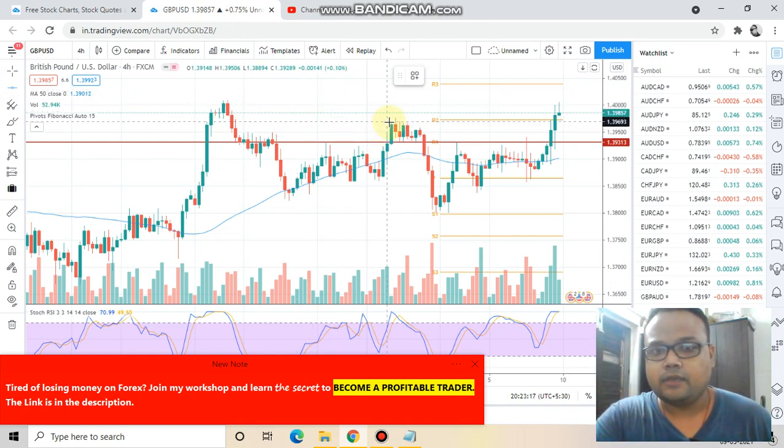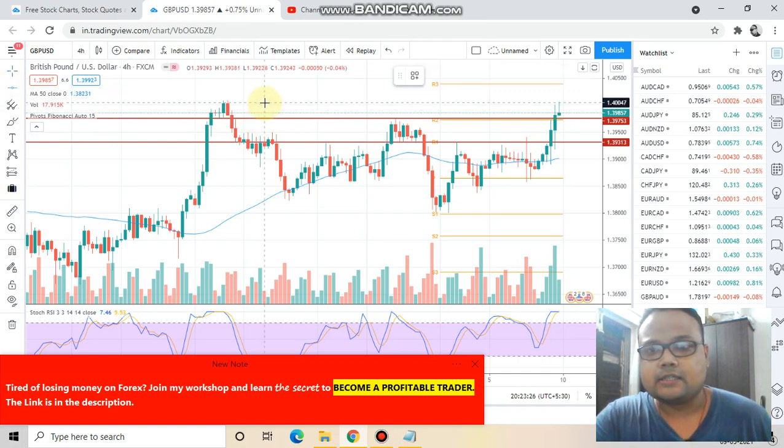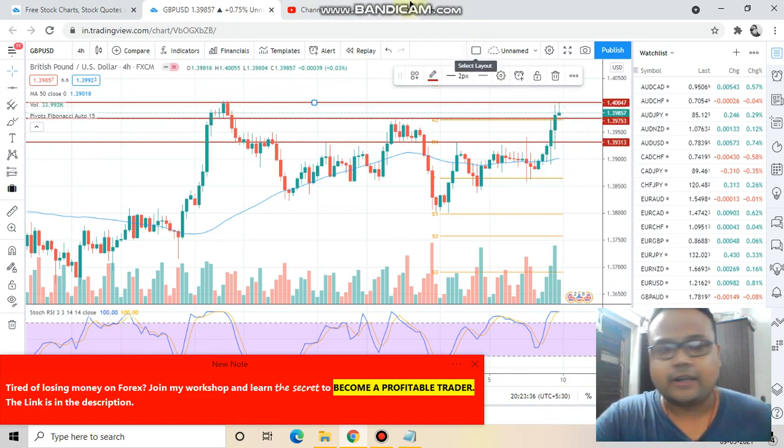If you remember correctly, I told you that if market crosses this level also, market will be facing multiple resistances. And as you can see, though market has crossed this particular range, right now market is facing resistance at various levels. So what should be a strategy then?